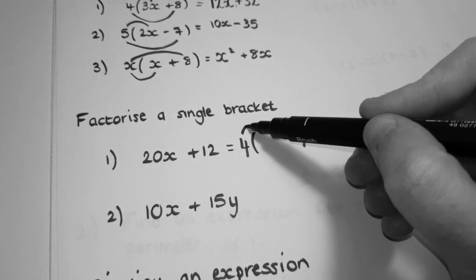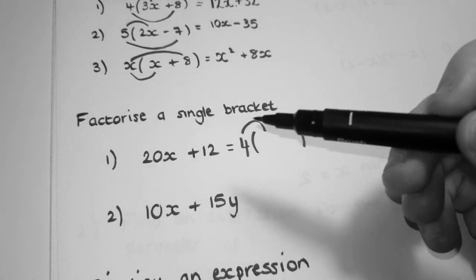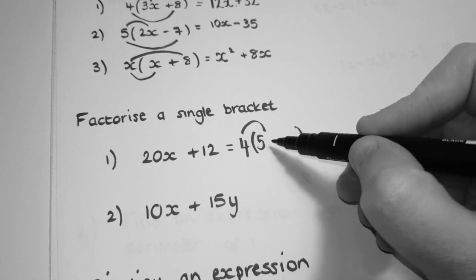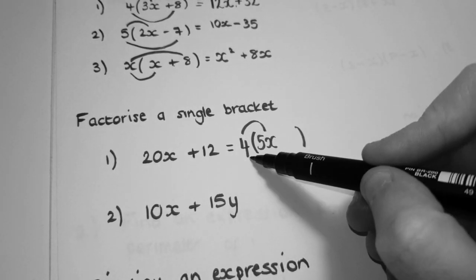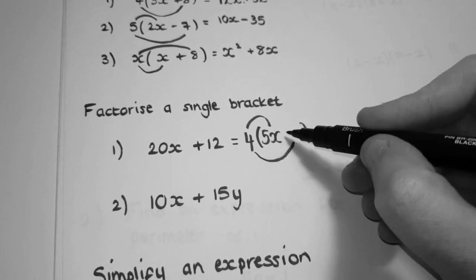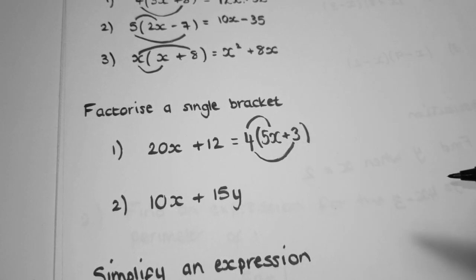Then you say, what do I multiply 4 by to get 20x? Well, 4 times 5 would get me 20, so 4 times 5x would get me 20x. And then what do I multiply 4 by to get me 12? Well, I multiply by 3.